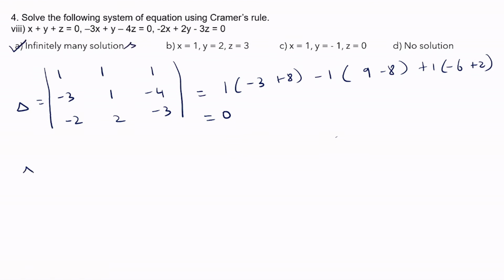Or even otherwise, if we take delta x, then we will have all these terms 0, and if we take delta y, we have all these terms 0, so that determinant is also 0, and delta z, all these terms are 0. So delta is equal to 0, delta x equal to 0, delta y equal to 0, and delta z is equal to 0. So this given equation has infinitely many solutions.